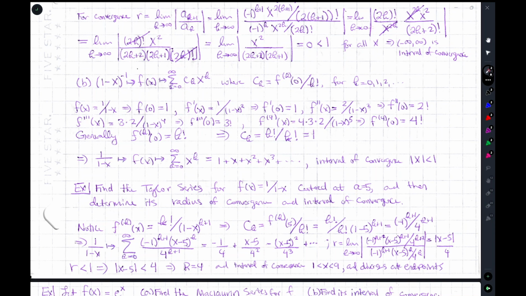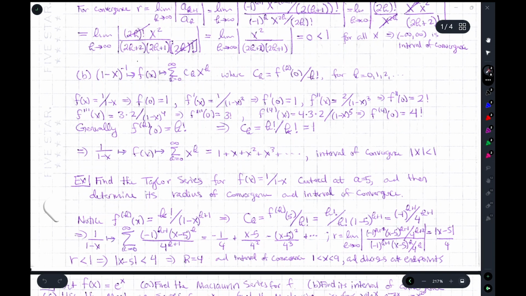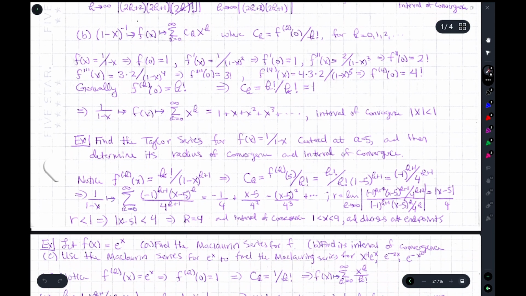So the moral of this story is that it really does matter where your center is. It changed the radius of convergence. It changed how the terms look. And we're far away from the asymptote at x equals 1 when we're at x equals 5. And so we're getting a larger radius of convergence, and this does matter.